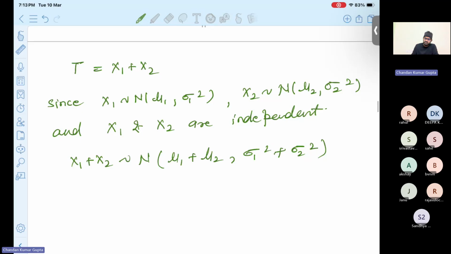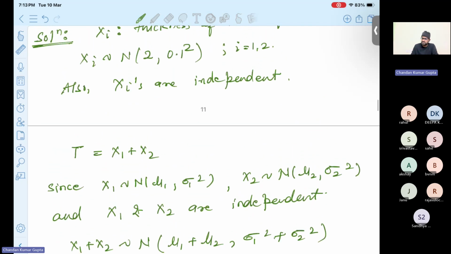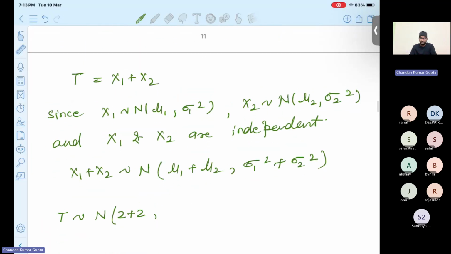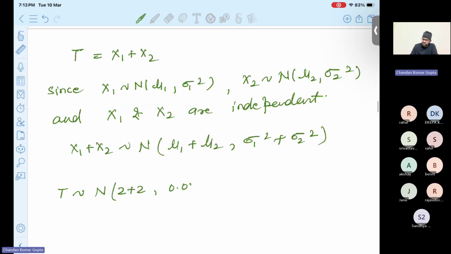Now our T must follow the normal distribution with mean mu1 plus mu2. Here mu1 is 2 and mu2 is 2, so 2 plus 2. And the variance is 0.01 plus 0.01, so T follows a normal distribution with mean 4 and variance 0.02. So we have this distribution now.